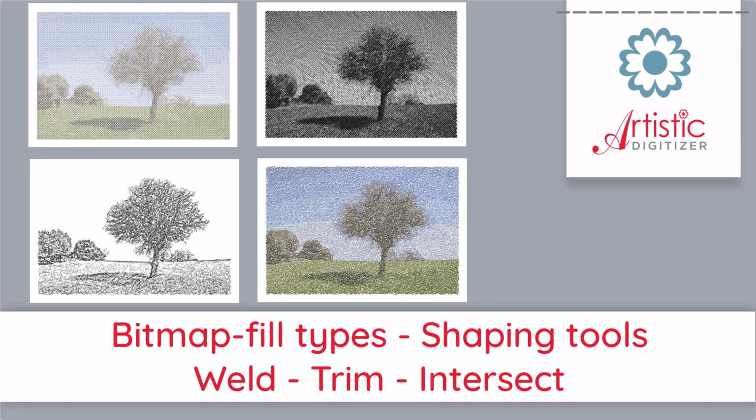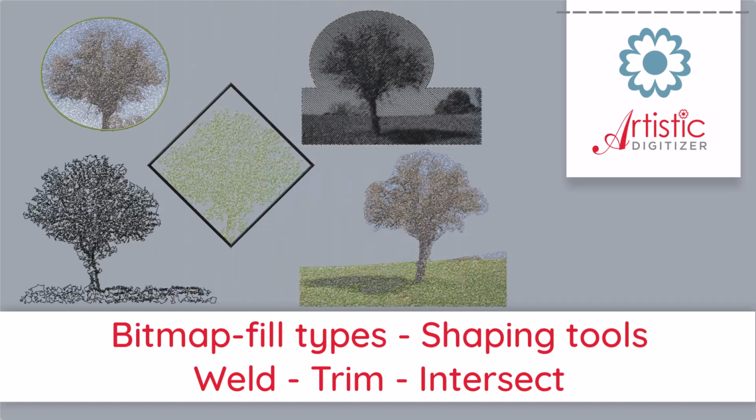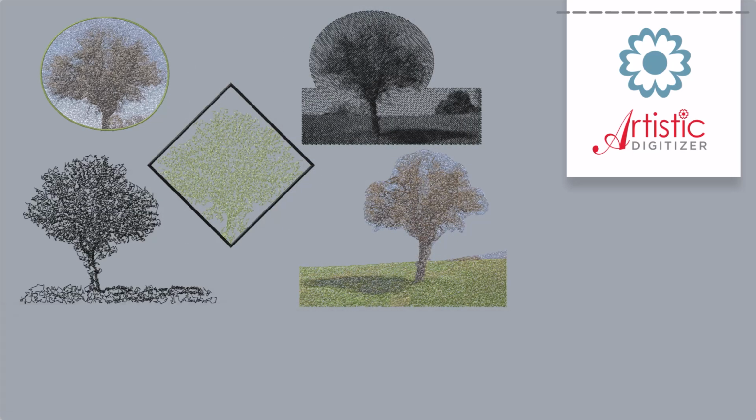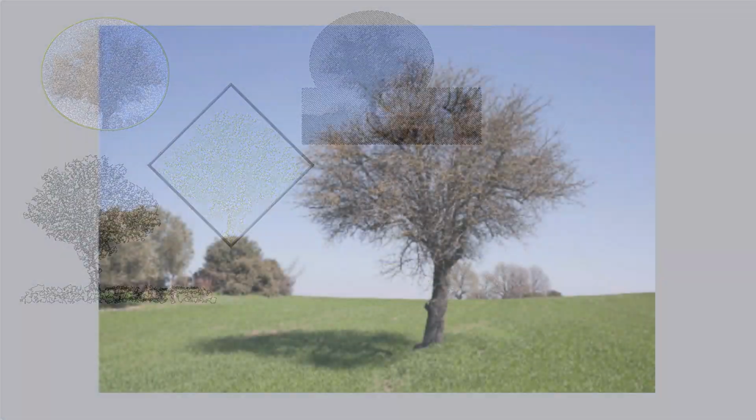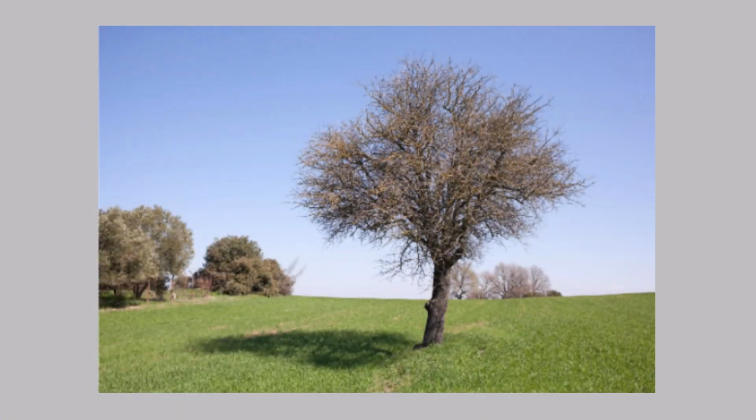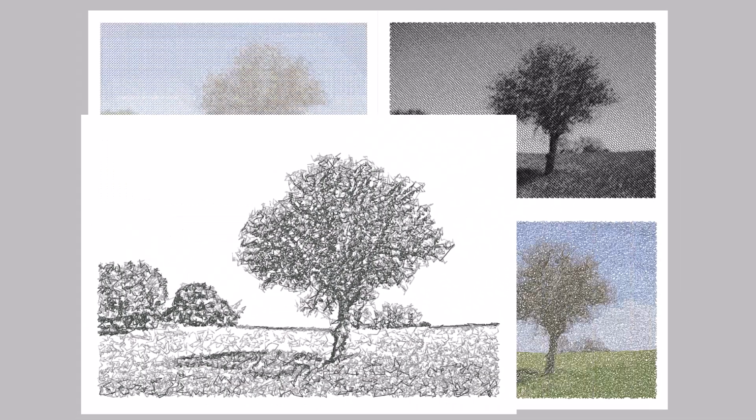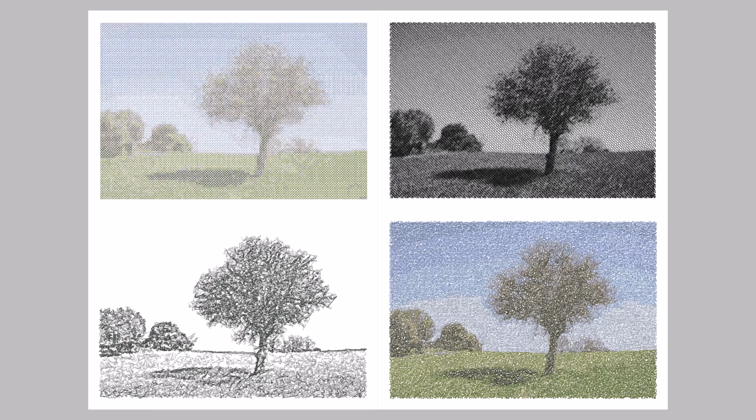In this video, we'll show you how to use the shaping tools for images with any bitmap fill type: cross-stitch, photo stitch, paint stitch, or sketch. Whenever an image is imported and converted into any bitmap fill type, by default it is automatically framed into a rectangular area.